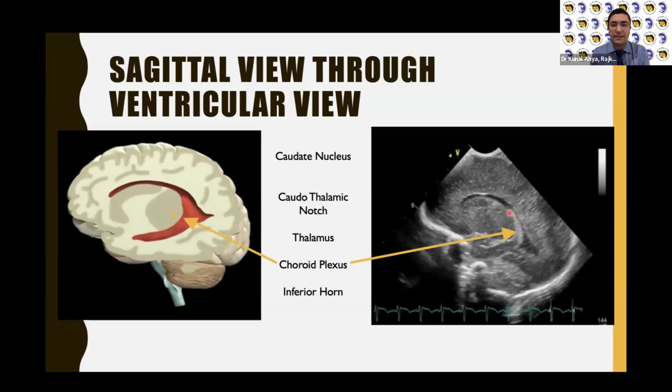Then this is the choroid plexus, which starts from the caudothalamic groove and goes posteriorly in the occipital area and even in the temporal lobes. And this is the inferior horn of the lateral ventricle. So frontal horn, middle horn, occipital horn, and the inferior horn.